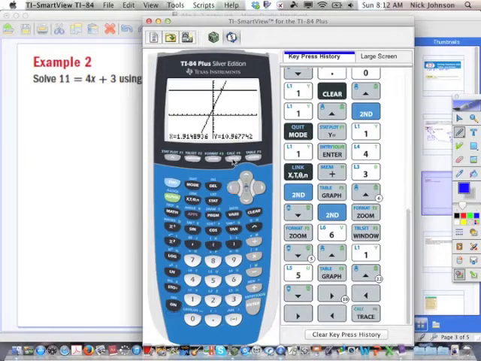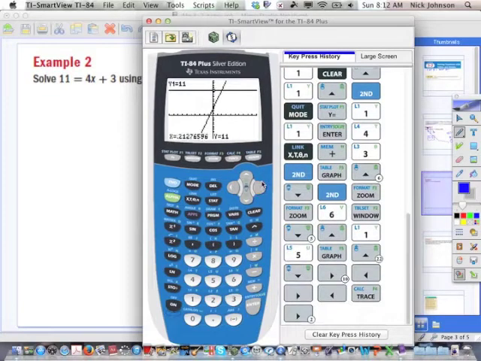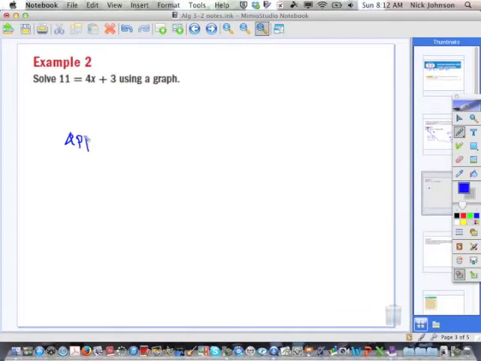Sometimes if you hit this trace button, it will give you a little bit better reading, but it's not always the case. See, I'm still at 1.9. Okay, yeah. So you could say approximately 1.9. And what happens is you're not getting a true reading using your graph. So approximately 1.9, close works when using graph. Okay?